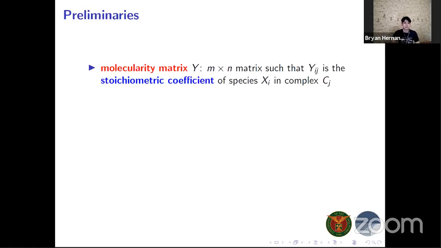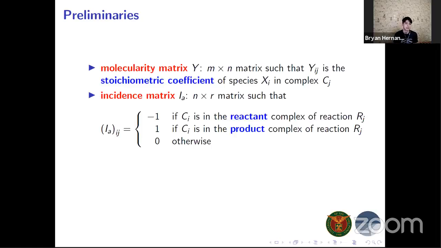We now go to these matrices. The first one is the molecularity matrix, denoted by Y. It is an m by n matrix, where m is the number of species and n is the number of complexes. Each particular complex corresponds to a column, and the entries are the stoichiometric coefficients of the species. Then for the incidence matrix, the notation is I sub a, and it is n by r, indexed by the complexes and the reactions. For a given reaction, -1 is the entry if the complex is a reactant, 1 if the complex is a product, and 0 otherwise.